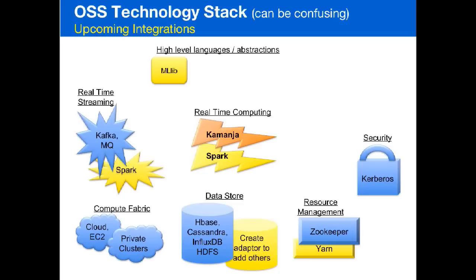And so now the next, the yellow, is looking at upcoming integrations that we're working with. So working with MLlib for the PMML generation, Spark. Spark could be a streaming feed to us, and then we could have a Kamanja node. And also, Spark could be a real-time computing node for training models, and we could be the real-time computing node for scoring models. As far as data stores, if you like MongoDB or you have your various other NoSQL favorites, more power to you. It's just add another adapter.